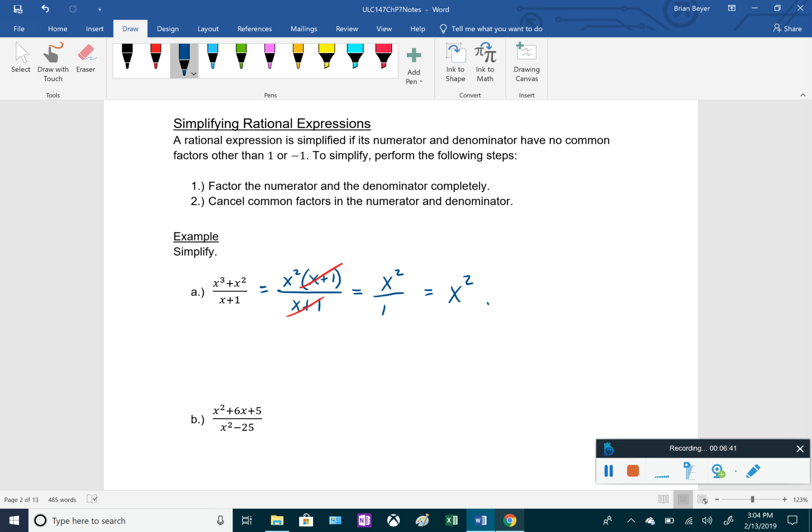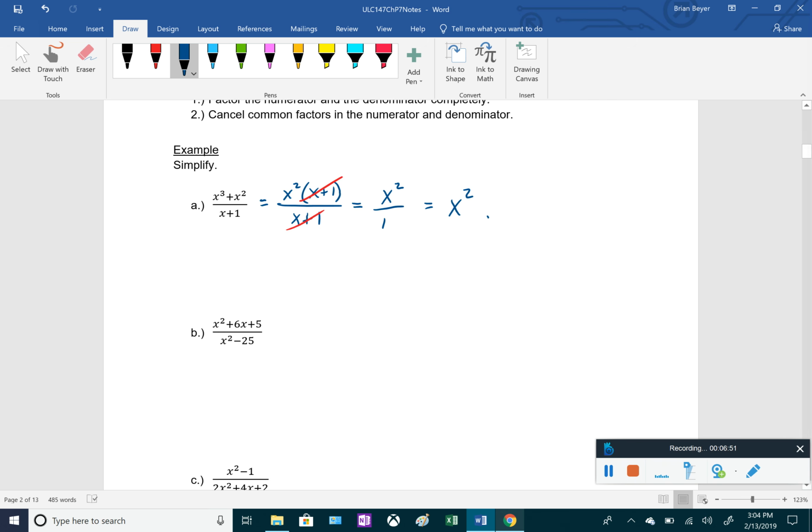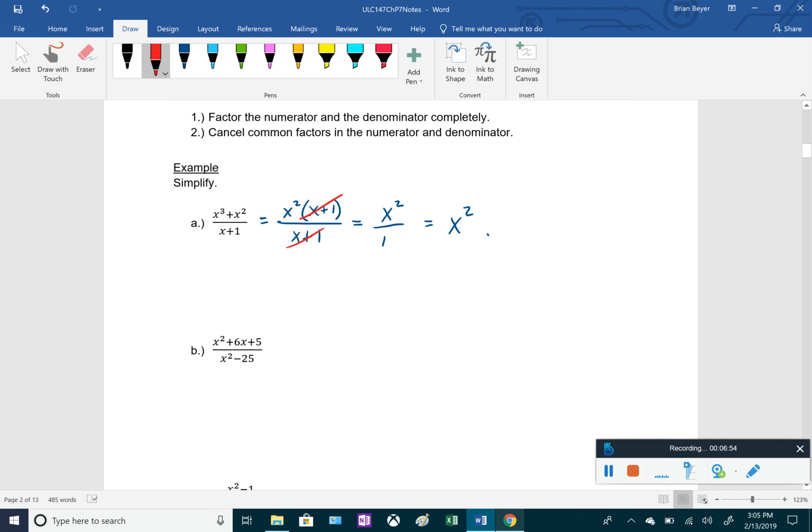So technically what you have to do here is omit or exclude those values that make the original denominator 0. So for x plus 1, that's going to equal 0 when x is negative 1. So I'm going to write it as x cannot equal negative 1. So this whole thing simplifies to x squared, but x cannot equal negative 1.